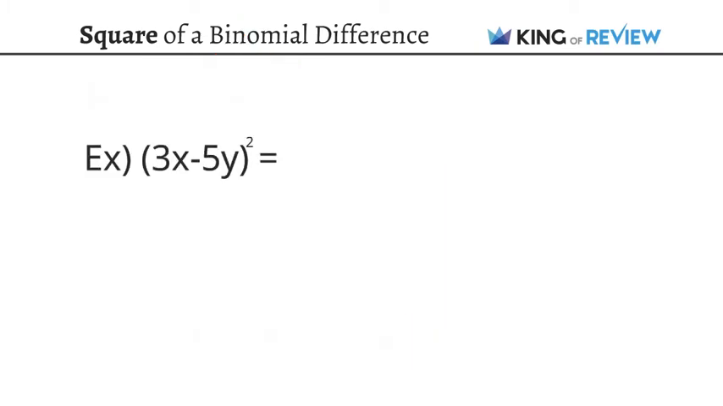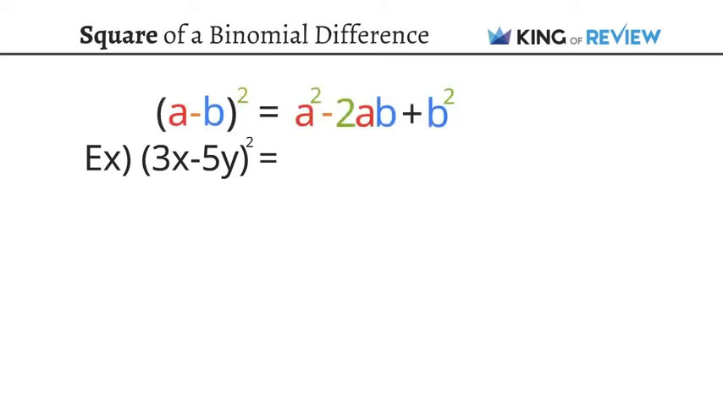Okay, now we have an example here. Please don't have any temptation to say it's equal to 3x squared minus 5y squared. Okay, please don't say that. Instead of that, use this formula and think about the song. A squared plus b squared plus 2ab, a squared plus b squared minus 2ab.